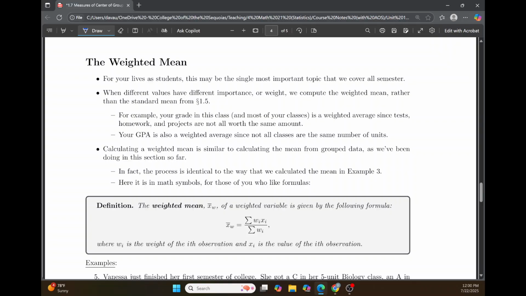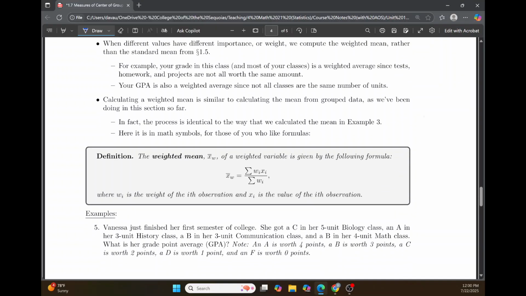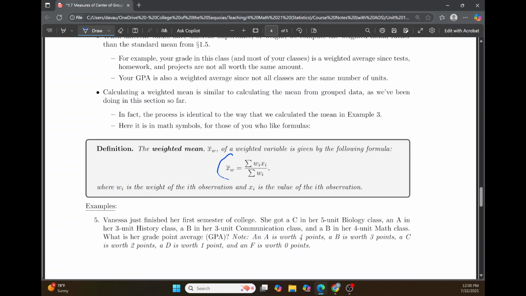So anyway, here's the formula for the weighted mean. And you can see that it looks very similar to the formula for the mean from grouped data that we just went over. Instead of doing the class average times the frequency, we're doing the class average times the weight of that class. And then instead of dividing by the sum of the frequencies, we're dividing by the sum of the weights.